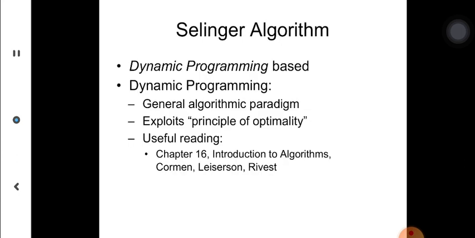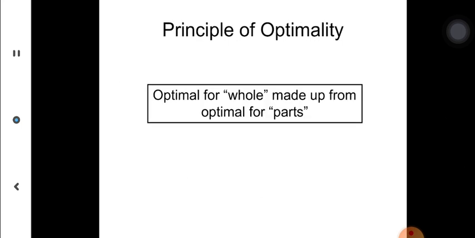There is another algorithm called the Selinger algorithm. It is based on dynamic programming. And why dynamic programming? Because you are trying to find an algorithmic paradigm, you try to understand how to optimize it. This is the principle of optimality. What is that principle? Optimal for the whole is made up from optimal for the parts.